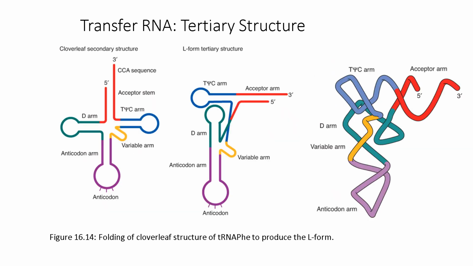When folded into its three-dimensional form, tRNA adopts an L-shaped tertiary structure, as shown in Figure 16.14. This configuration allows the tRNA to interact simultaneously with both the mRNA codon and the ribosome's catalytic site. It is this structure that enables the tRNA to deliver amino acids accurately during translation.